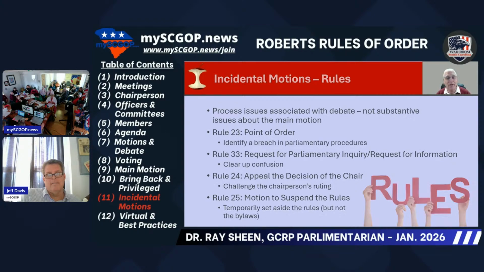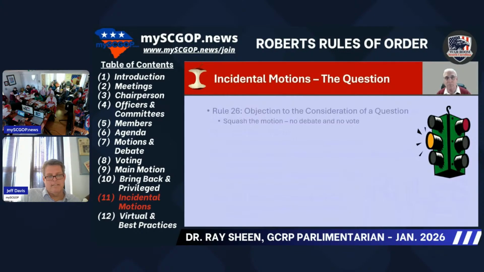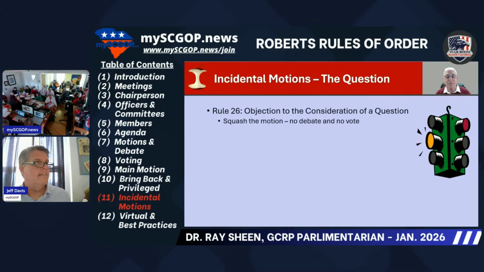Let's now look at incidental motions that affect how a main motion is handled. First is the objection to the consideration of a question. Robert's Rule 26 explains this type of motion. This is a motion that would prohibit the debate or consideration of the main motion. This motion must be made at the start of debate on the motion.